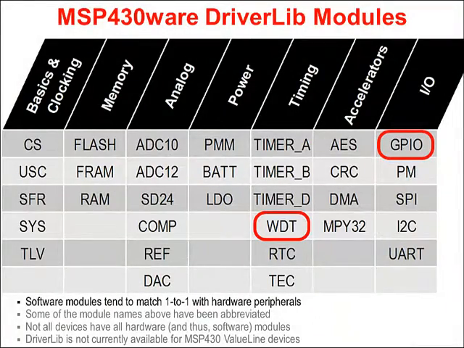So here's a quick snapshot of a number of the modules that are in driver library. Whether you're talking about clocking or memory, analog using, for example, A to D converters, timers, or I/O, just about every peripheral has its own driver library module. The ones that we're going to be talking about in this chapter are the WDT, the watchdog, and the GPIO.